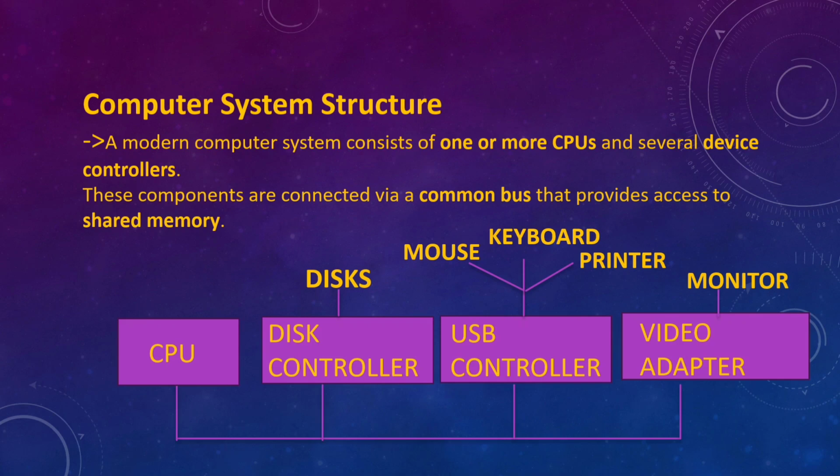This bus provides access to the shared memory, which means all these devices can talk to each other and exchange data. For example, when you type something on your keyboard, the keyboard controller communicates with the CPU through the bus, and the output can be displayed on your monitor using the video adapter. So everything is working together in a structured way.